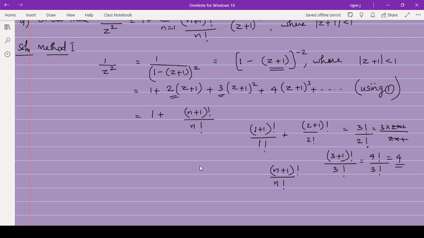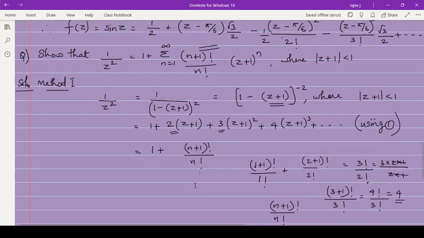That is just to bring the answer into that form. And everywhere you can see z plus 1. The first term is z plus 1 raised to 1.